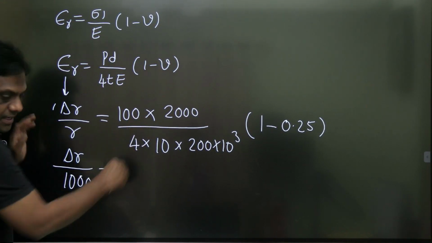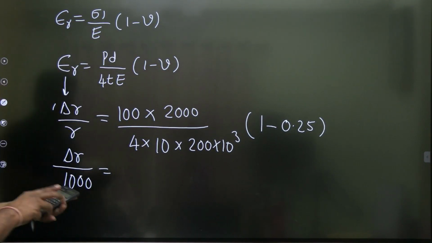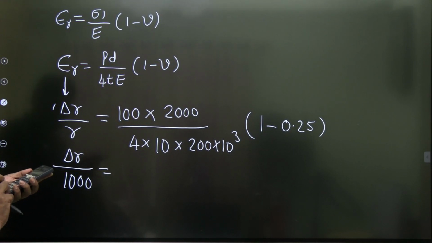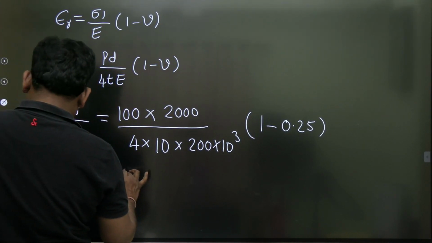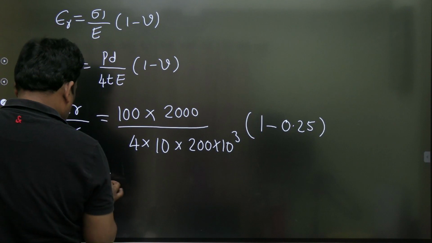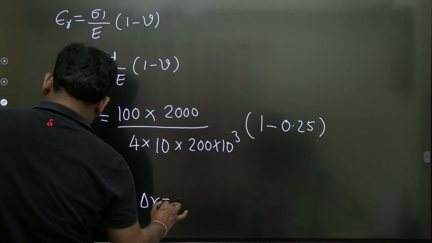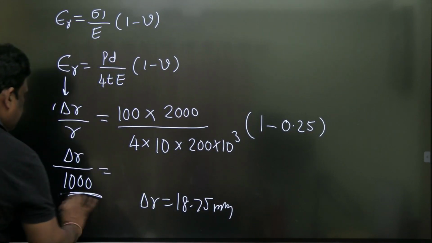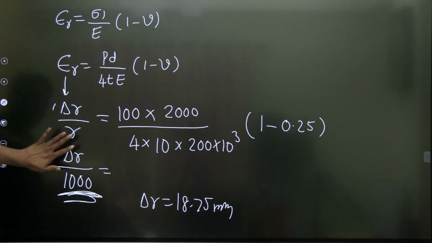So is equal to, let me calculate this value, 0.75. 0.75 into 1, 2, 3, 4, 5 by, and into, so we are getting this as the total delta R value as 18.75 mm. Why in mm? Because this is in mm, so you are getting this as 18.75 mm.